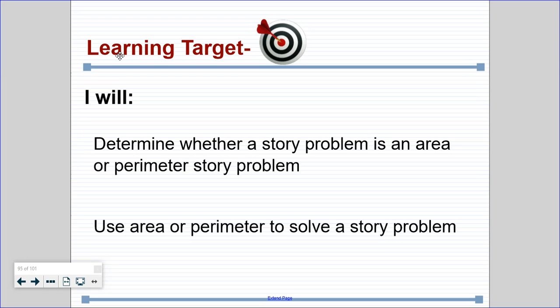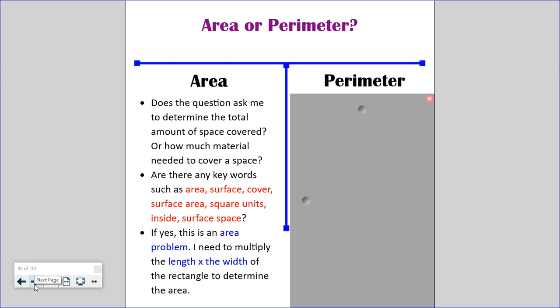So today we're going to just beef up the complexity and the challenge just a little bit. And what you're going to do are two things. Determine whether a story problem is an area or a perimeter story problem, and then use area or perimeter to solve the story problem. So today, instead of me telling you find the area or find the perimeter, you have to decide if I'm asking you for the area or the perimeter, and then you have to solve it. So let's review. How do we know if it's area or perimeter?